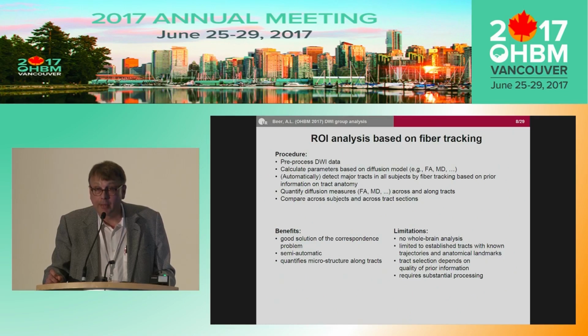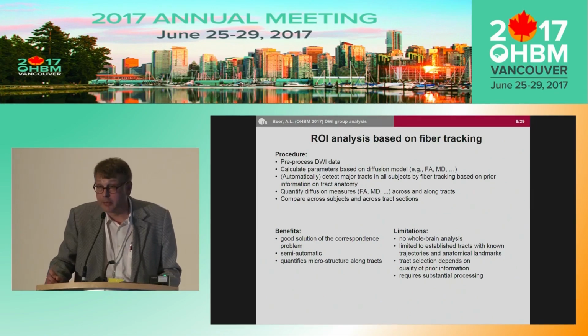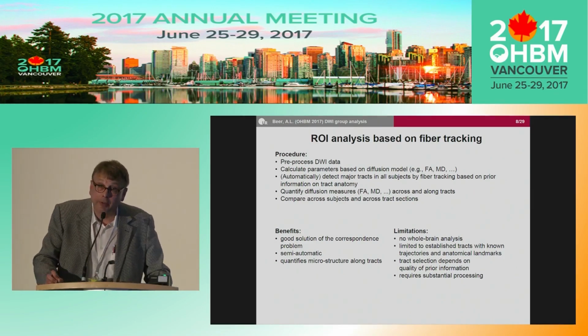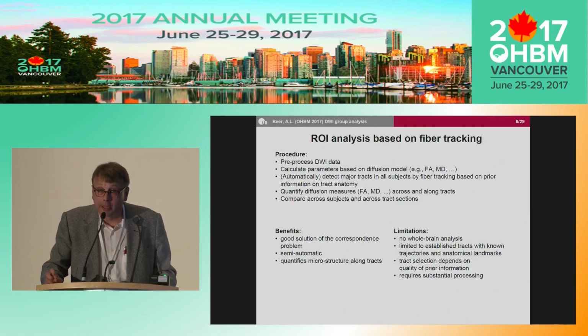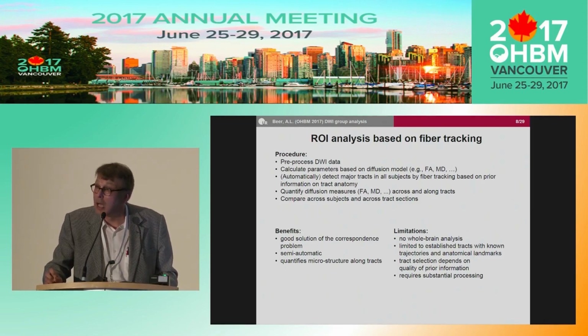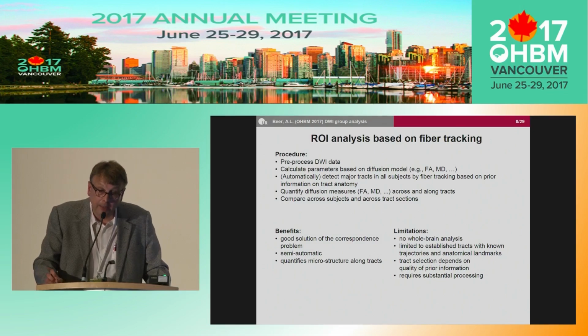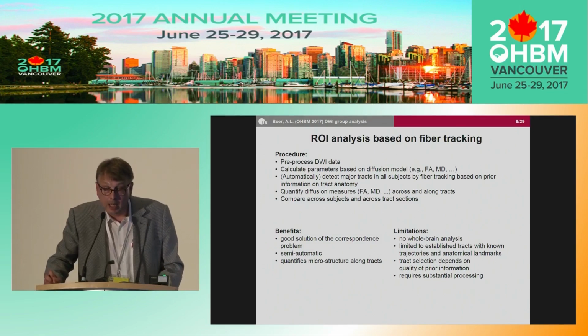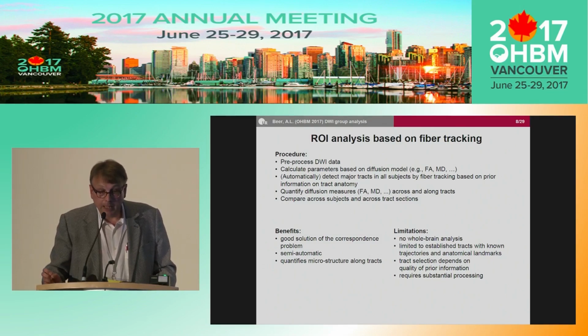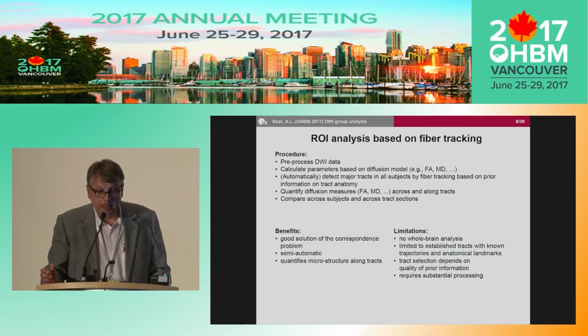The limitation, however, is that it's again not a whole brain analysis. It's limited to established tracks with known trajectories and anatomical landmarks. So if you don't have an a priori hypothesis on the track that you're interested in and on how to do the fiber tracking on these tracks, it's getting difficult. And maybe another downside is it requires relatively a lot of processing.